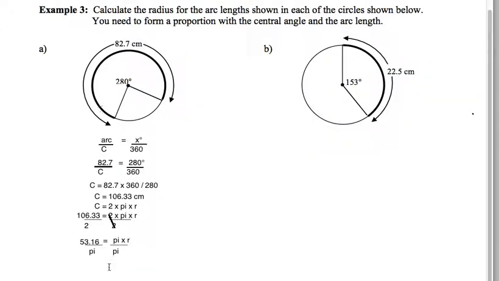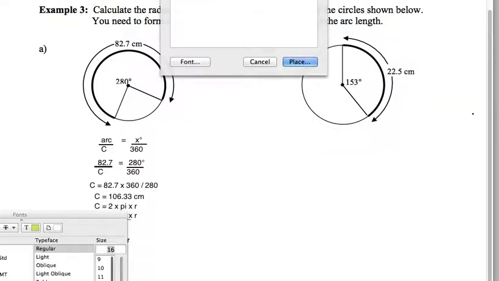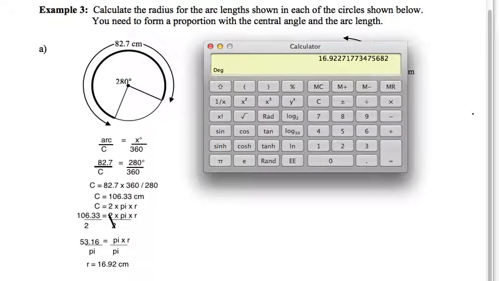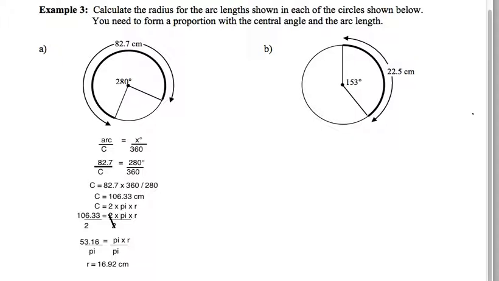So my radius here, my final answer, is equal to 16.92 centimeters. Let me just make sure that that is indeed the right answer before circling it. 16.92 is good. So now that I've checked, I feel safe in circling the answer. The radius is 16.92.